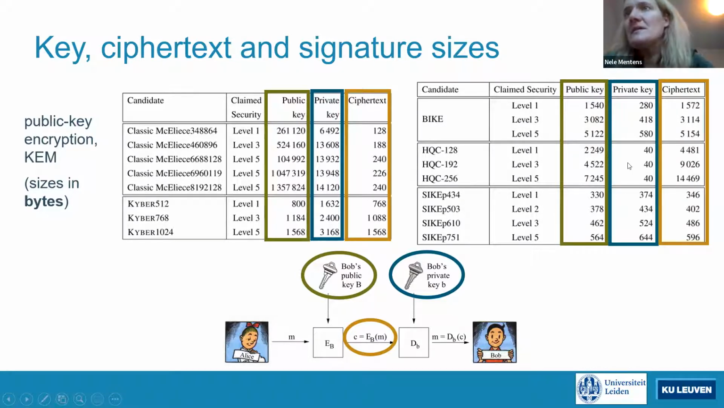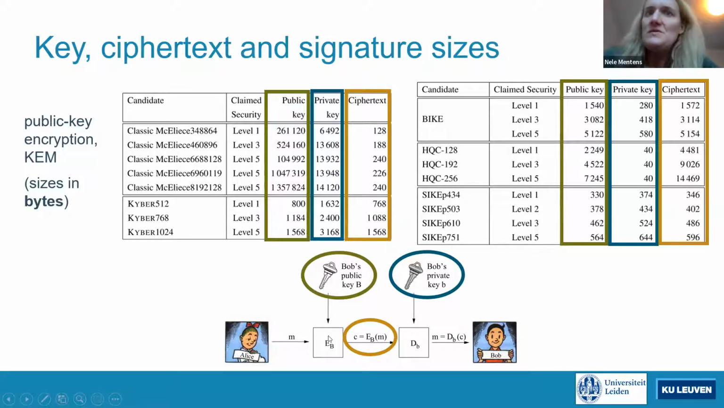For some algorithms, they are acceptable. But then again, the ciphertext. So here you can see that for HQC, the private key size is actually acceptable, but the ciphertext is super large. And then for other algorithms, the ciphertext size is acceptable, but then the key size is very large. And what do we mean with these things? Public key, private key, ciphertext, those are the things.